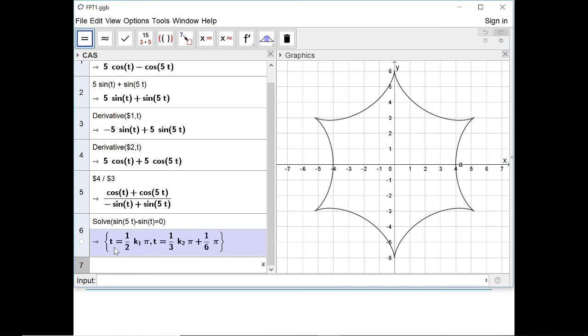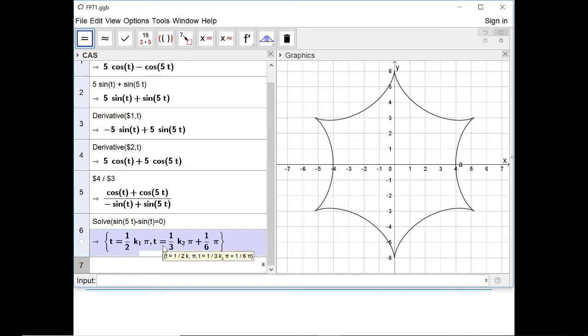And it gives me that that happens when t is a half k1 pi and t is a third k2 pi plus a sixth pi. So it's expressed with these constants k1 and k2 that can take any integer, and so to work out the different values I just substitute in k1 equals 0, 1, 2 and so on, and k2 equals 0, 1 and 2 and so on. So for this first bit, t is 0, it can be pi by 2, it can be pi, it can be 3 pi by 2 and so on, but I'm only interested in t up to 2 pi, so that's that.